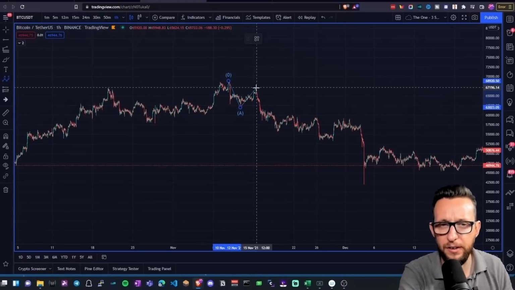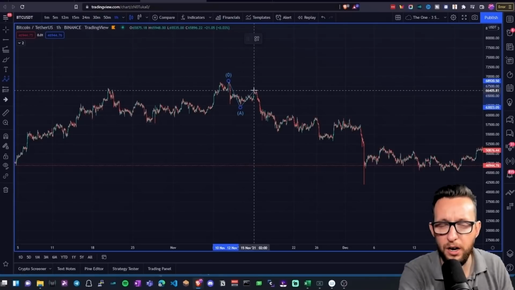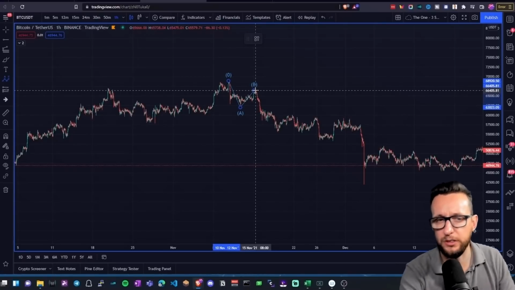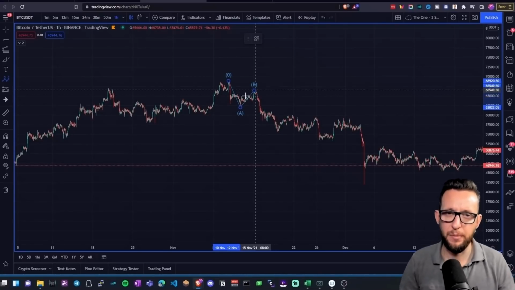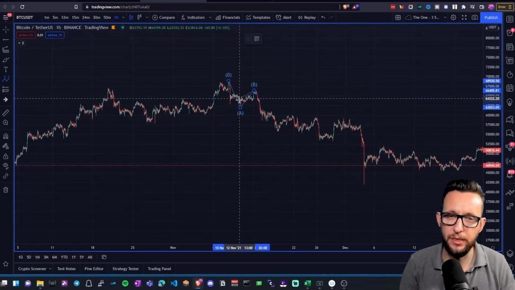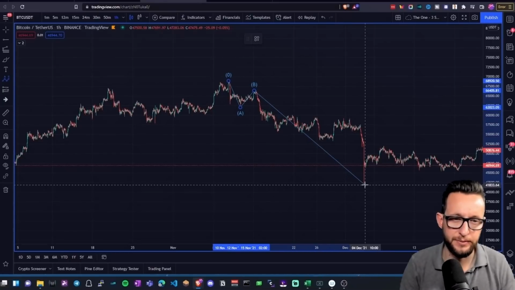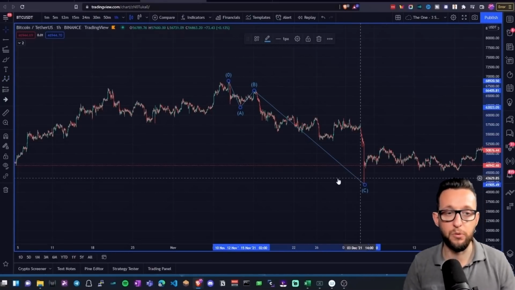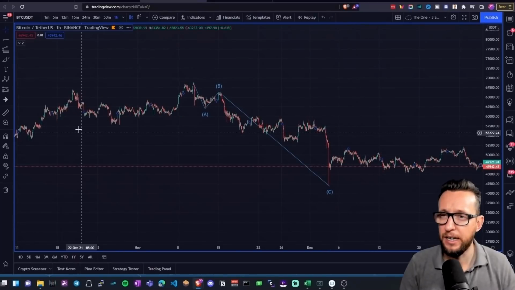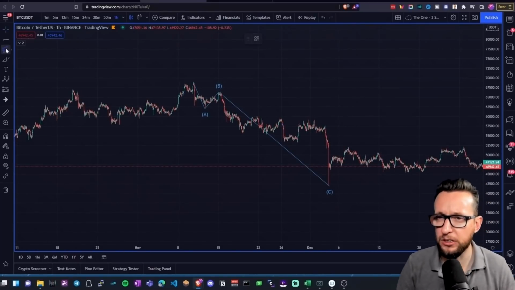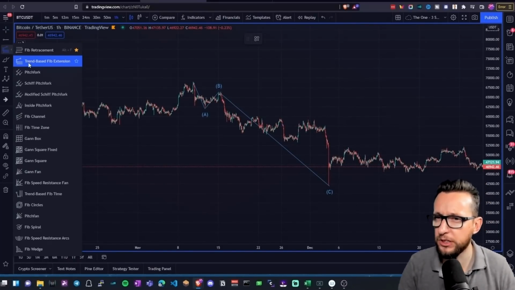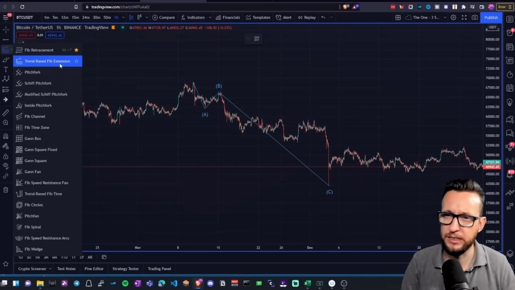And we are making a new lower high here. So this is going to be a reversal towards the downside, and we're going to be trying to predict the length of this C here. So if I put the C on what's actually been made, then what we're going to do is take a Fibonacci, and we're going to use a trend-based Fibonacci extension.